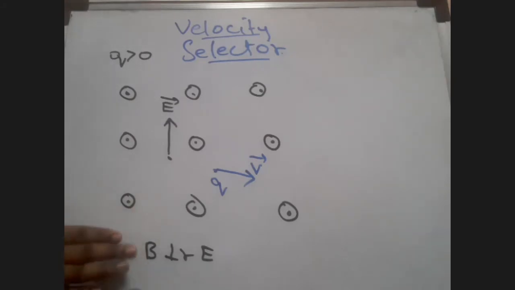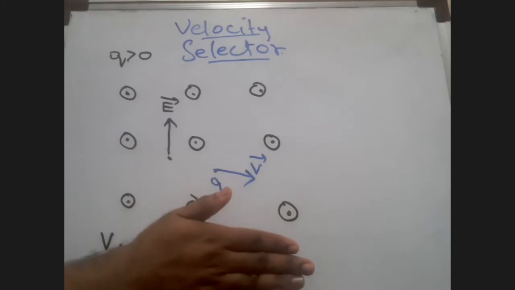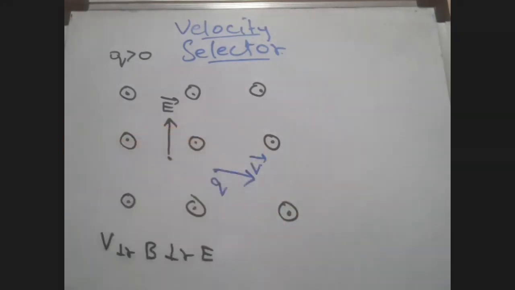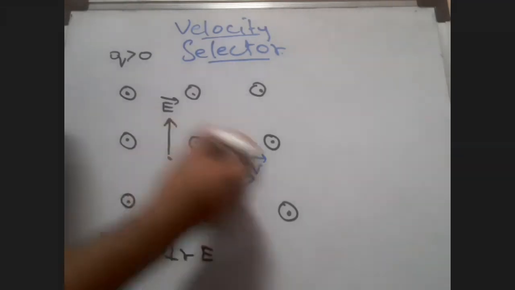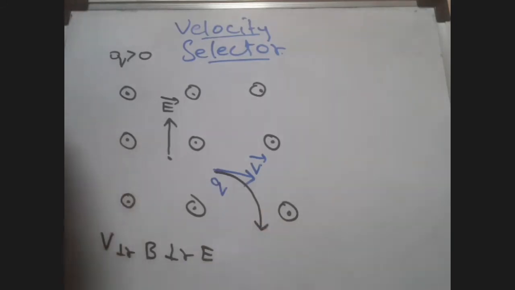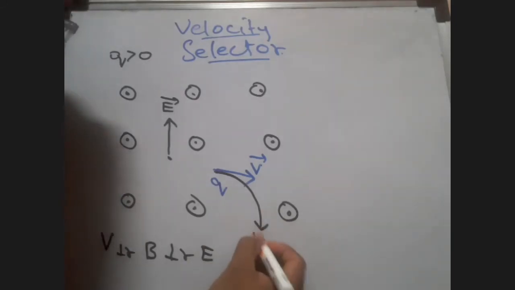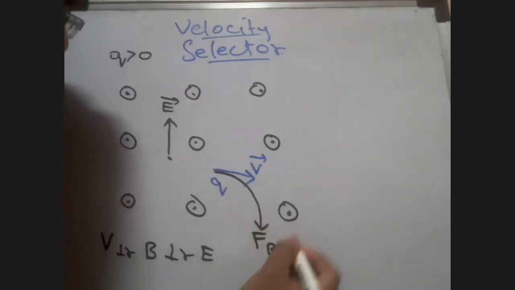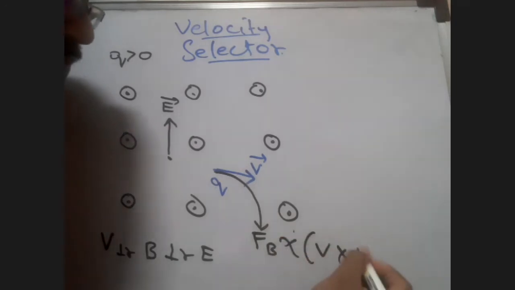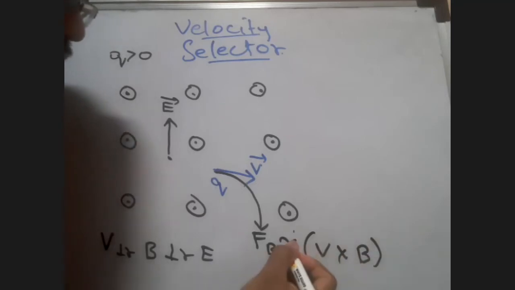Take your right hand, put it across the velocity vector, curl it towards the magnetic field. Curl it like that. So where is the force applied? The force is applied downwards. Because of which field? Because of the magnetic field. So it is going downwards because of the magnetic field, and I will write here FB, which is proportional to V cross B.